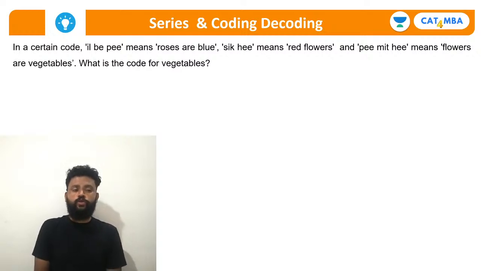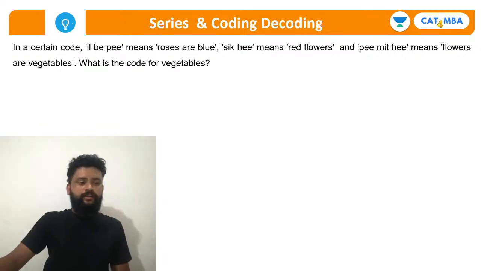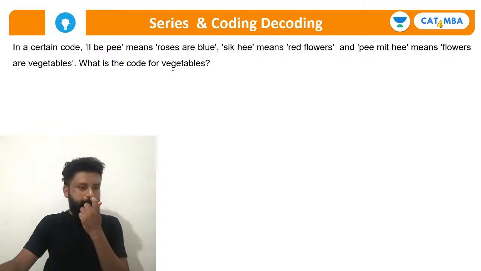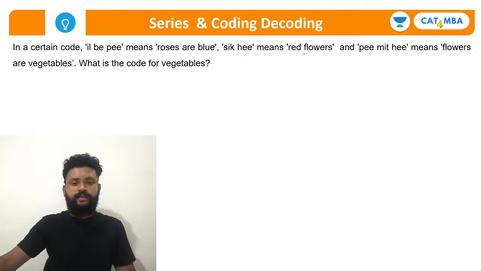So in a certain code, ILBP means roses are blue, thick he means red flowers, P mid he means flowers are vegetables. So we are supposed to find the code for vegetables. I guess you simply need to compare the things. I'll just give a few hints to solve this question. LBP means roses are blue, Sikhi means red flowers. Then piment he means flowers are vegetables.